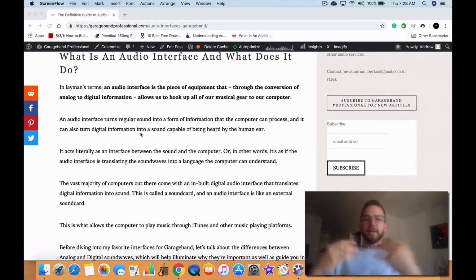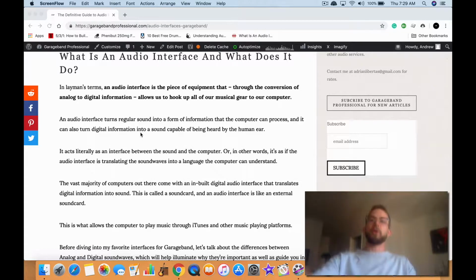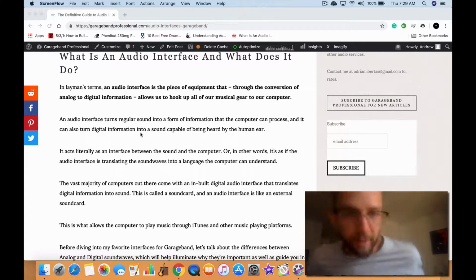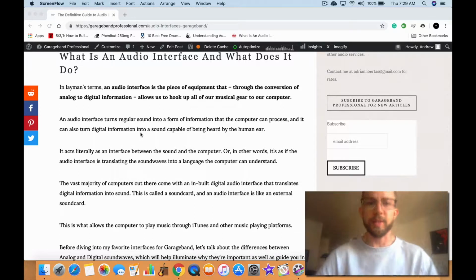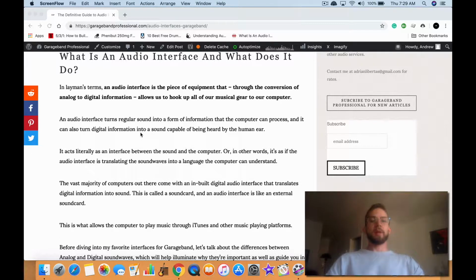It's like a translator, you know what I mean? You have your guitar which speaks one language and then you have your computer which speaks another language. The audio interface is essentially an interface between those two speakers, translating the guitar's language into a language that the computer can actually process and turn into music. I feel like that's a really helpful way of explaining it. I hope it is for you anyway.